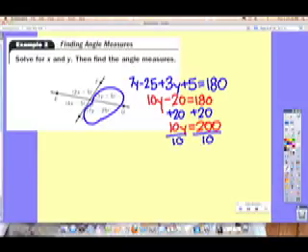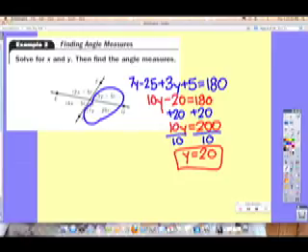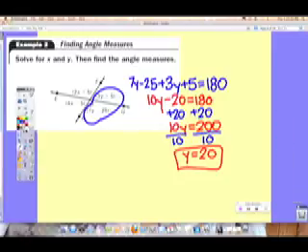All right, give me a thumbs up. Did you get 20 for y? Yeah? Okay, now I have to do the same thing but for the x's. So add up your x's, set them equal to 180. I'm going to use this space over here. Okay, so we'll have 4x minus 5 plus 2x plus 5. That's going to equal 180 because they're a linear pair.